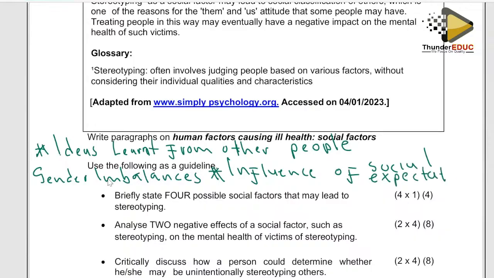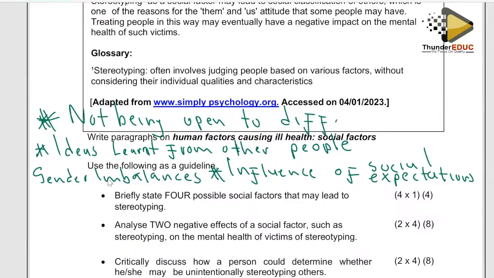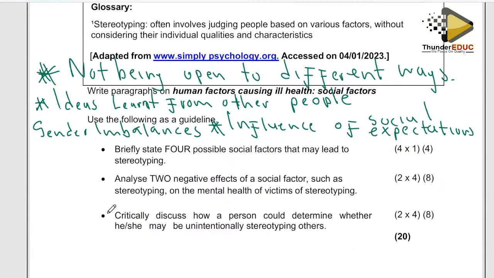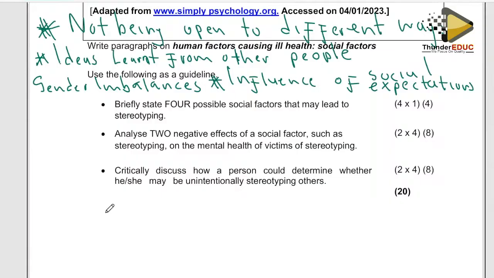Influence of social expectations. Then in addition to that, we can also say that not being open to different ways. There are some people who are not open to different or new ways. When you close yourself to new things, not being open to different ways. So these are some of the possible social factors that can lead to stereotyping.